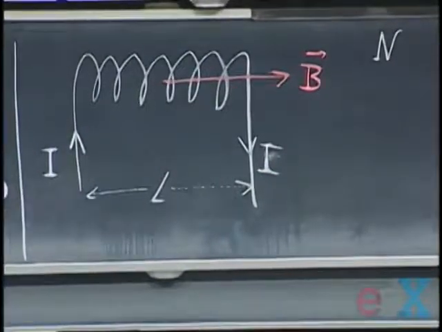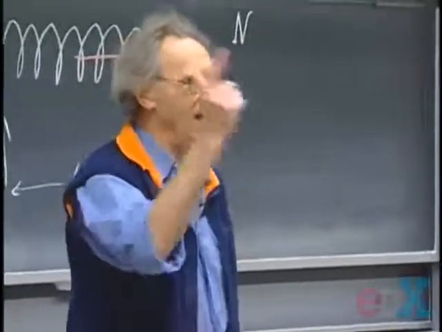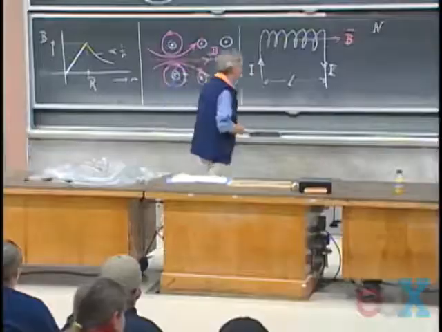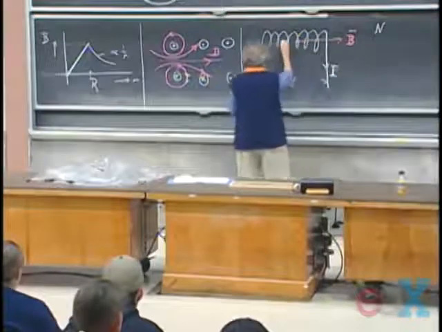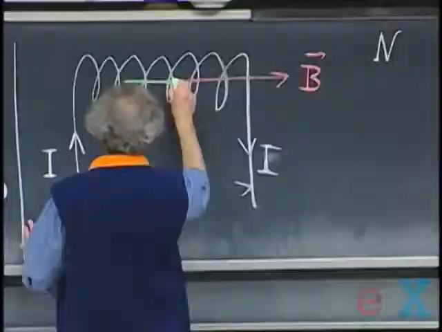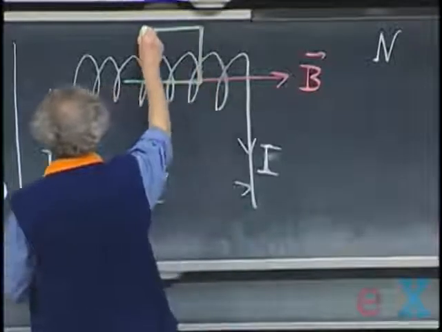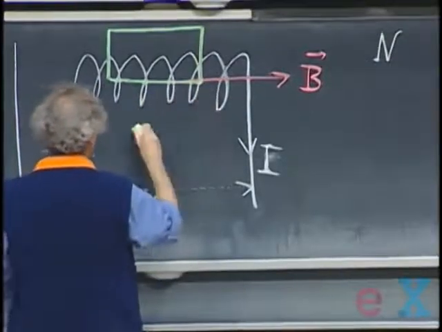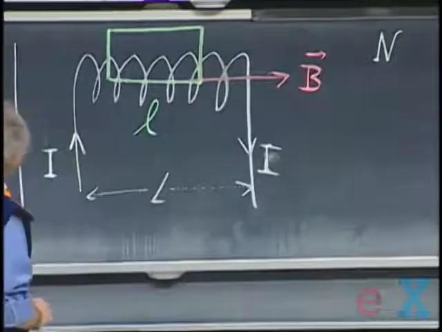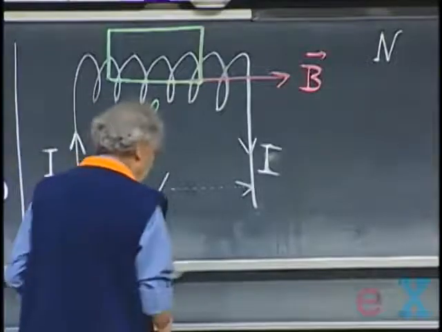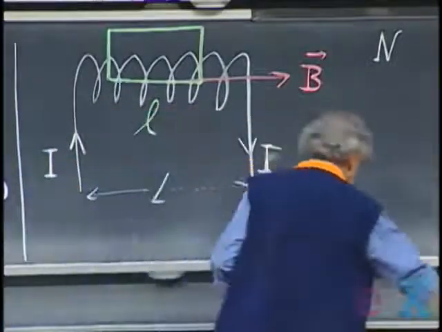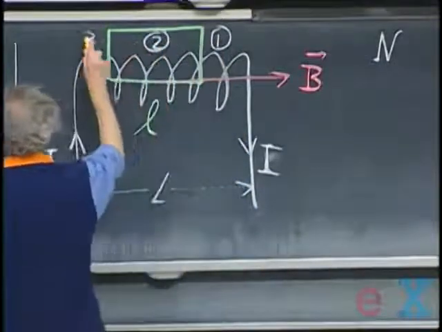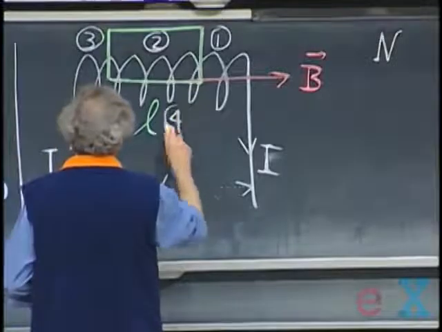So now I have to choose a path. I have to apply Ampere's law. I choose a path, and you may be surprised by the path I'm going to take. This is the path I choose. It's a rectangle. And the length of this side inside the solenoid is L. And I think of this as 4 different passes: number 1, number 2, number 3, and number 4.